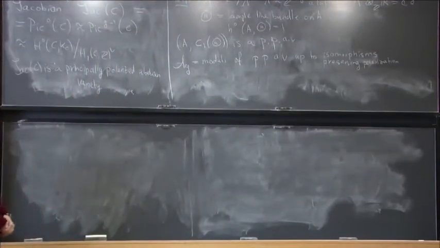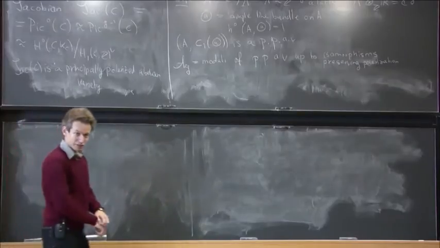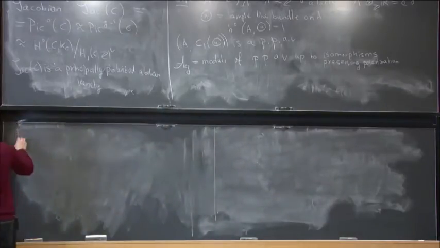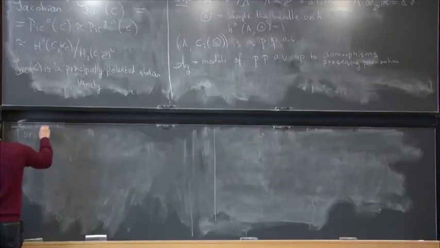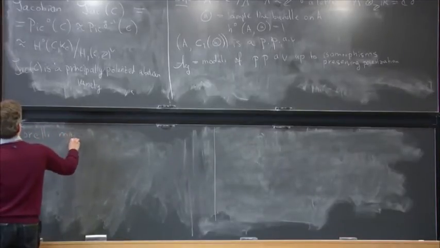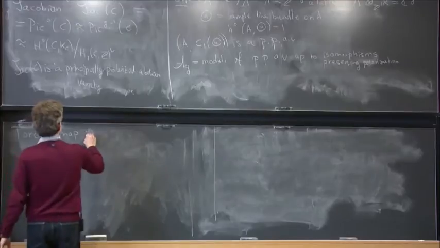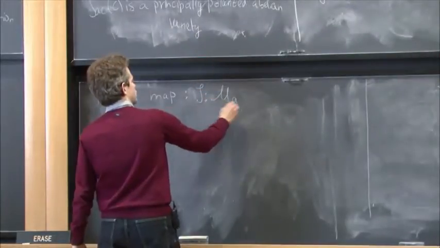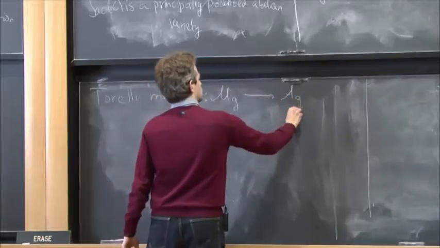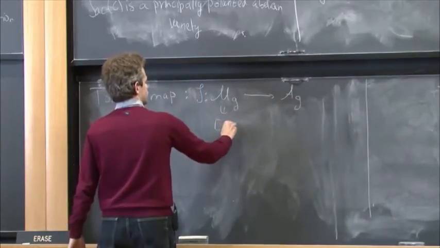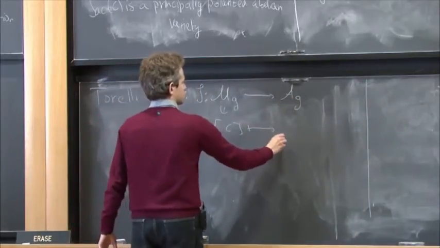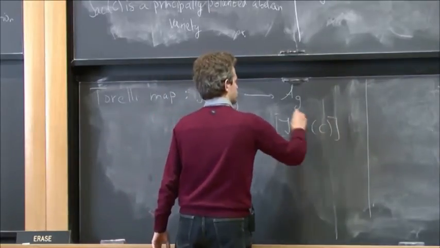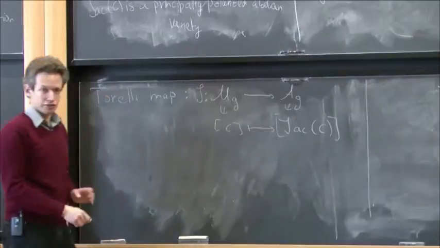And if you think of the Jacobian correctly, and this is where what Dick said has to be done carefully, you have the Torelli map, which associates to a curve its Jacobian. I'll denote this map J. So it takes a class of a curve to the class of its Jacobian, which is a principally polarized abelian variety.